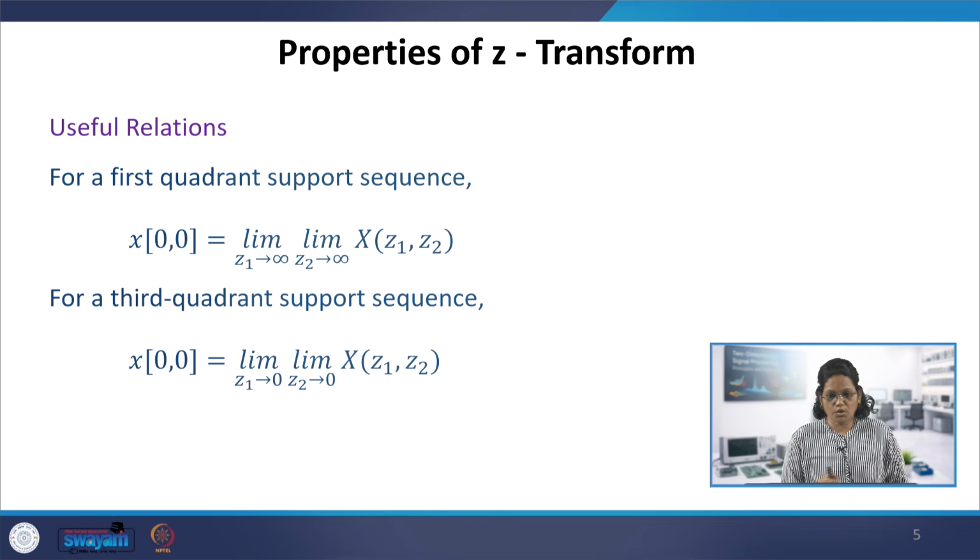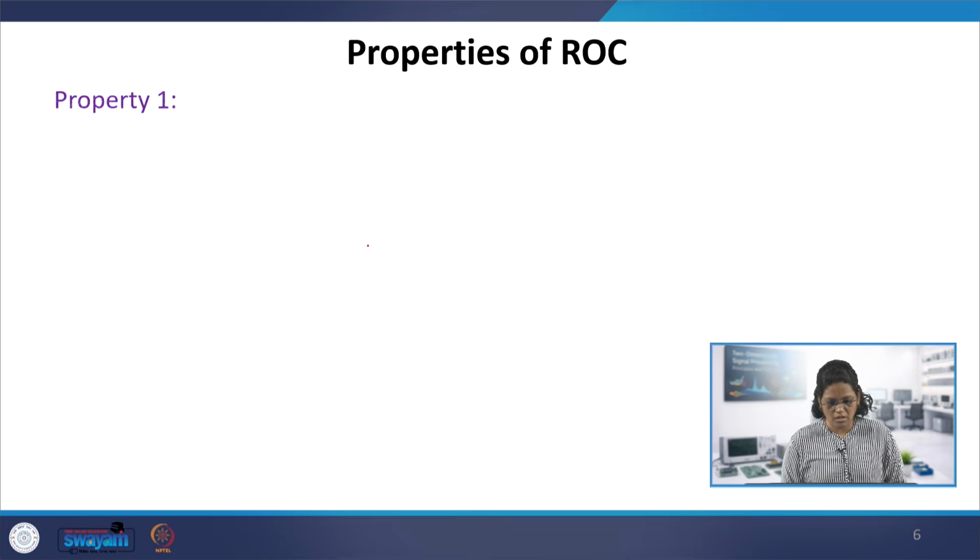With these important properties, there are other properties also that we would not take up for discussion, which may not be useful in our applications. So we would just concentrate on these properties and the properties of the ROC. It is also important to know the properties of the region of convergence.